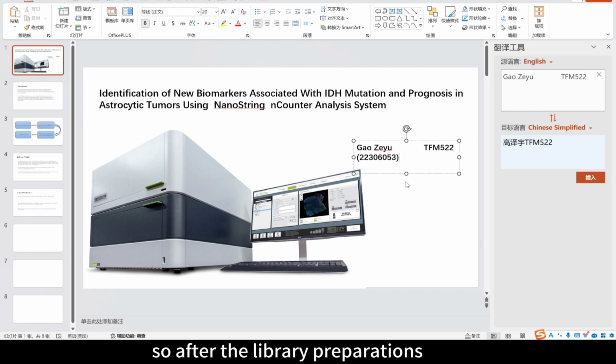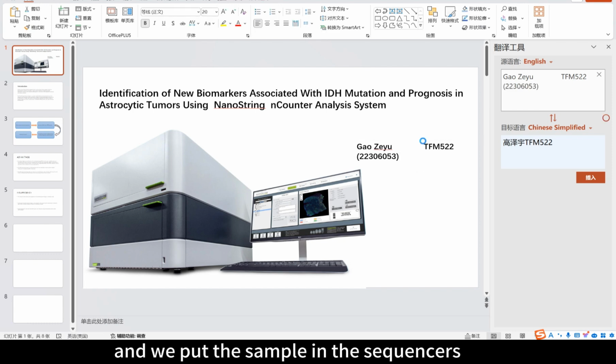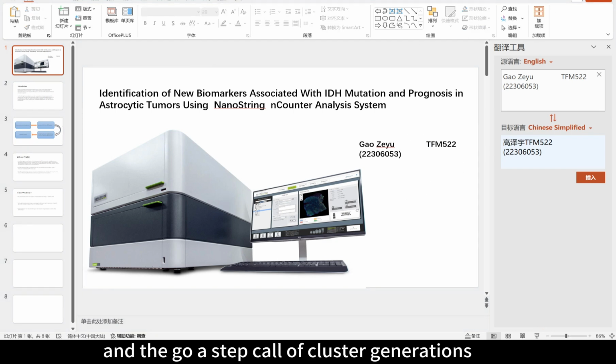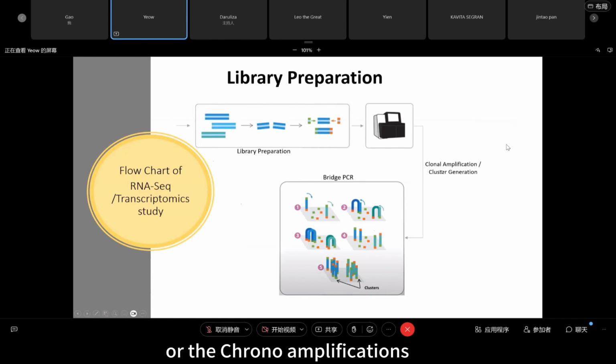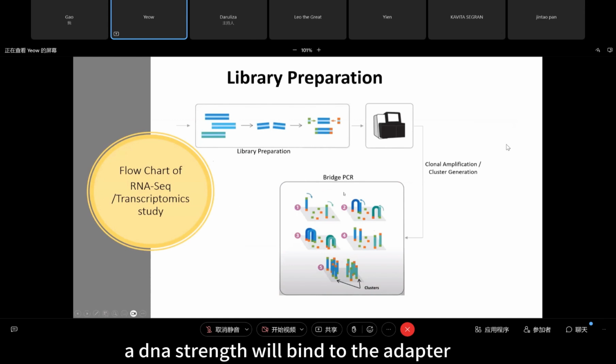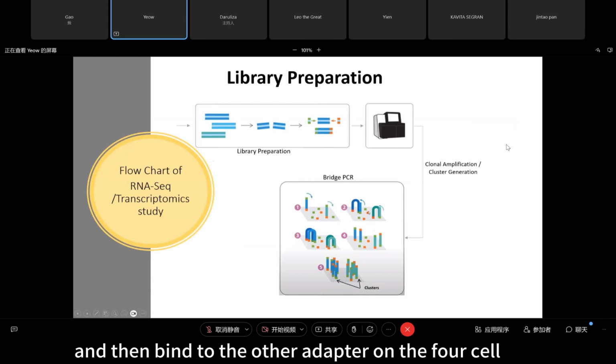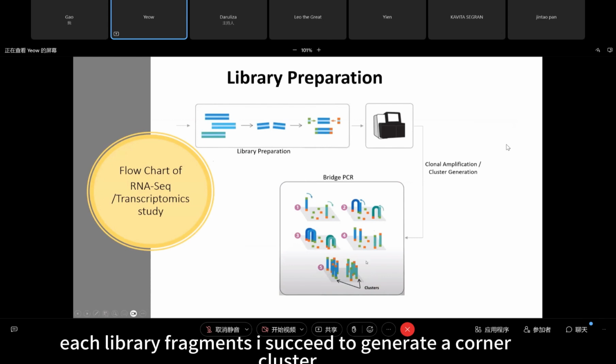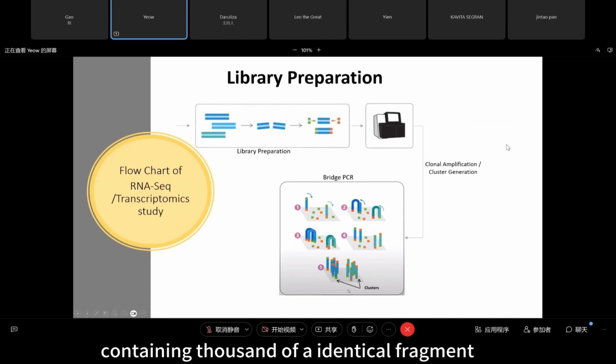After the library preparation, when we put the sample into the sequencer, it will undergo a step called cluster generation, or clonal amplification. A DNA strand will bind to the adapter on the flow cell of the sequencer. Then the strand bends over and binds to the other adapter on the flow cell. Through bridge amplification, each library fragment acts as a seed to generate a clonal cluster containing thousands of identical fragments.